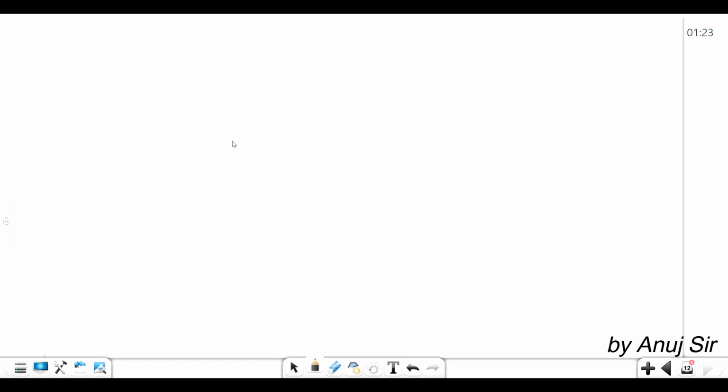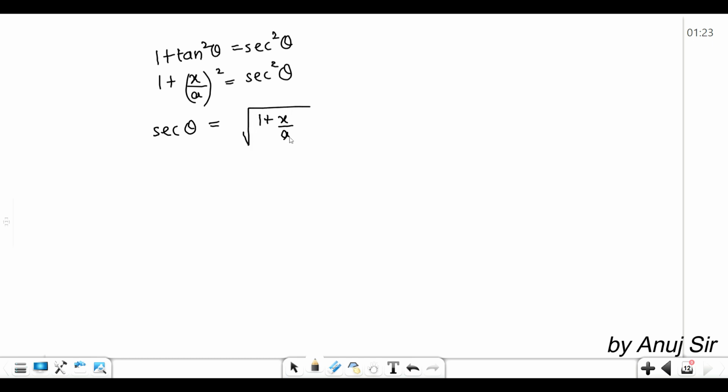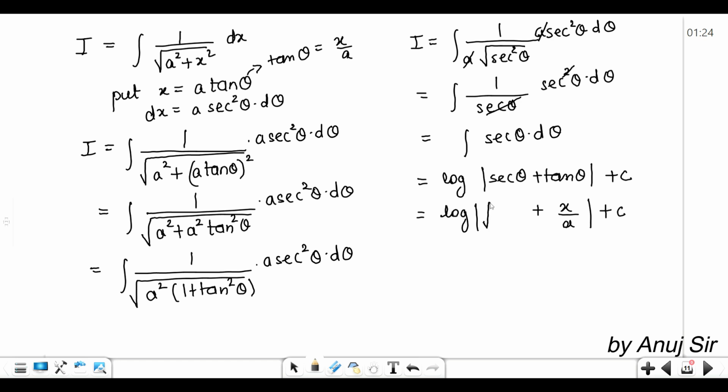Again 1 plus tan square theta equals sec square theta, right? So the value of tan we have already found out, which is x upon a, and the square, this is sec square. So the value of sec will be the square root of 1 plus x upon a whole square. You can take the LCM, that gives you a square plus x square upon a square. So we have got the value of sec. Let's just substitute here, which is nothing but the square root of a square plus x square upon a square.